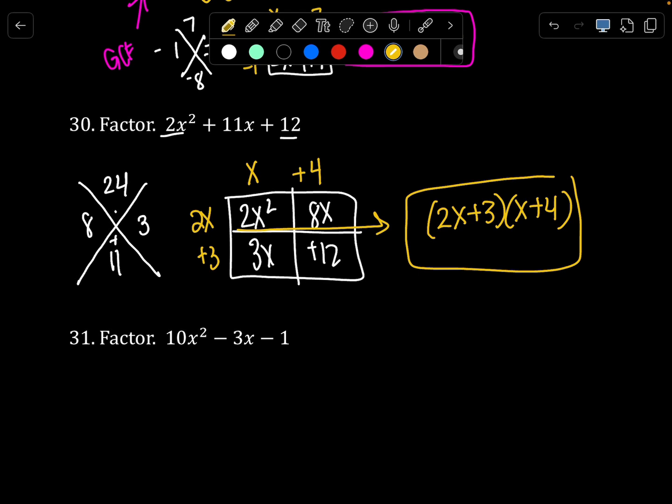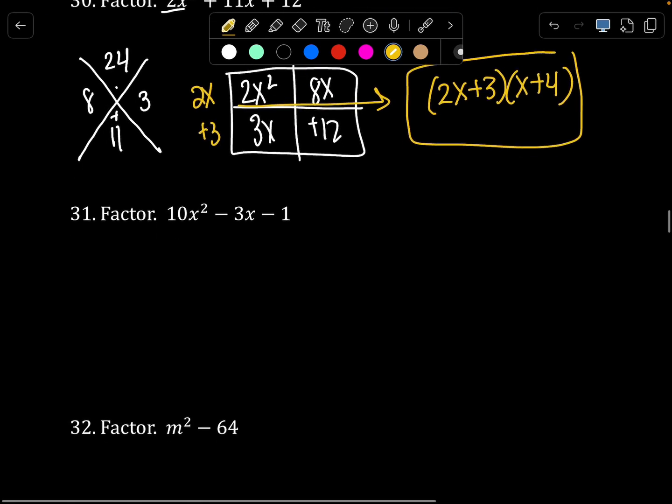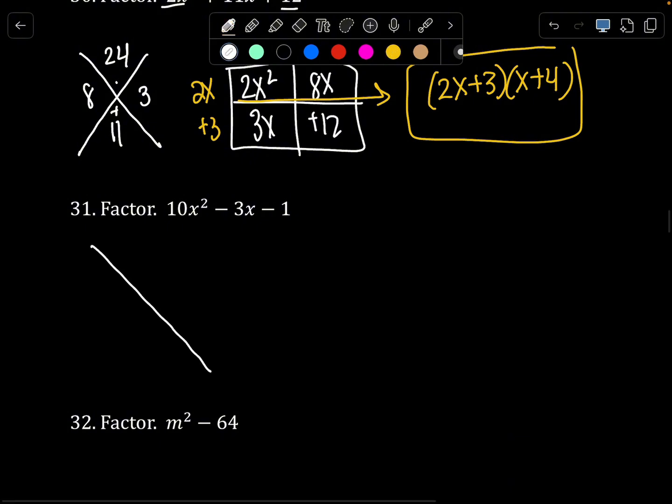Okay. Let's go with this next one. Same idea, no GCF. That's a -10, and that's a -3. All right, two numbers that multiply to -10 and add to -3. What do you guys think? 5 times 2, right? And you need a negative number, so make the bigger one the negative.